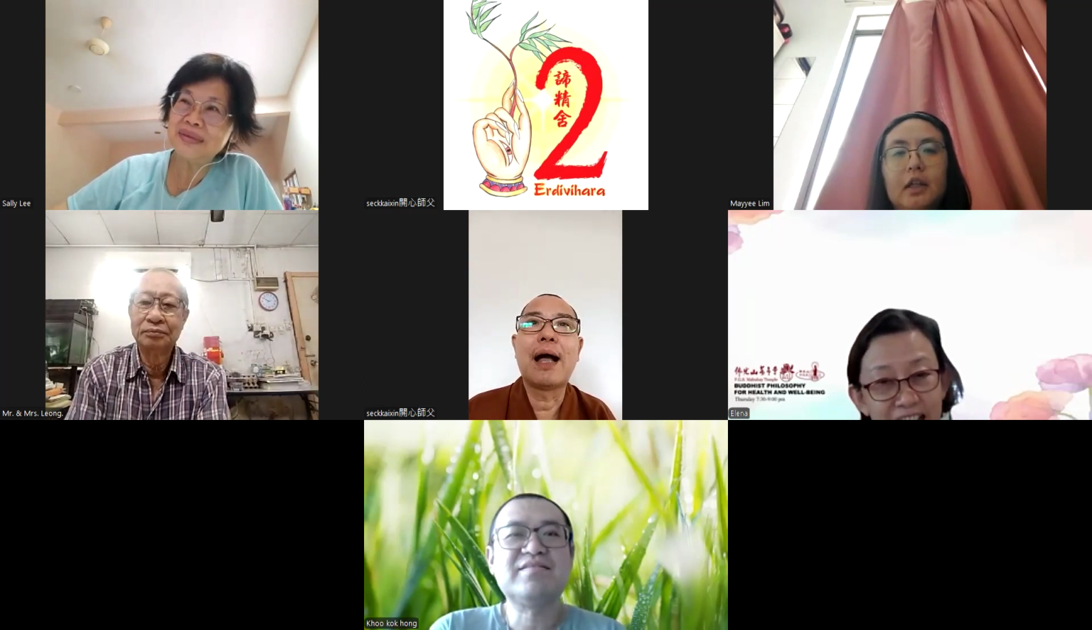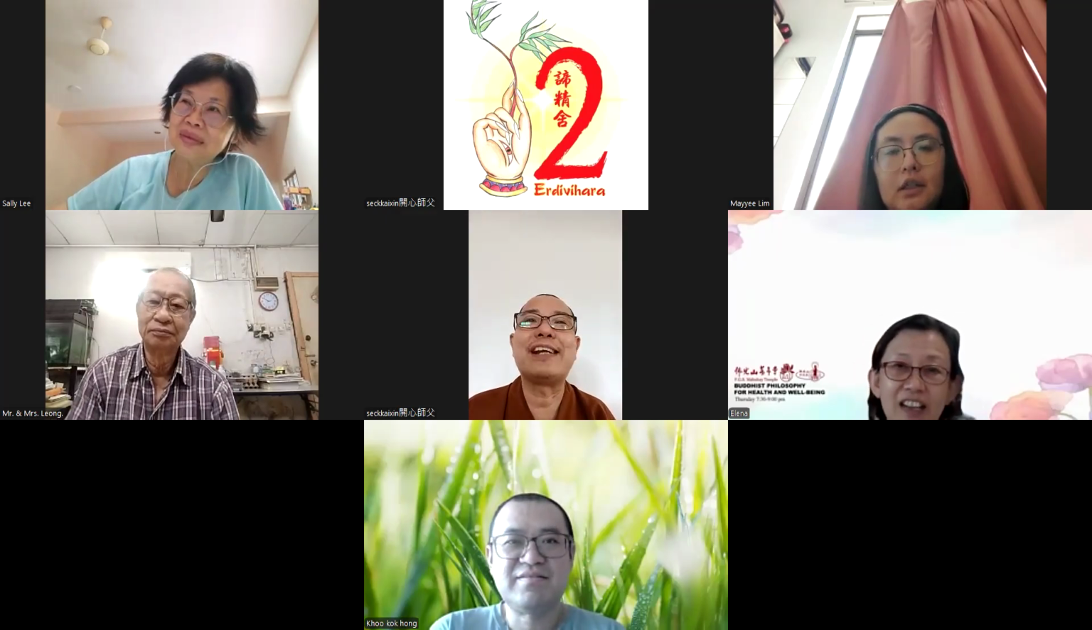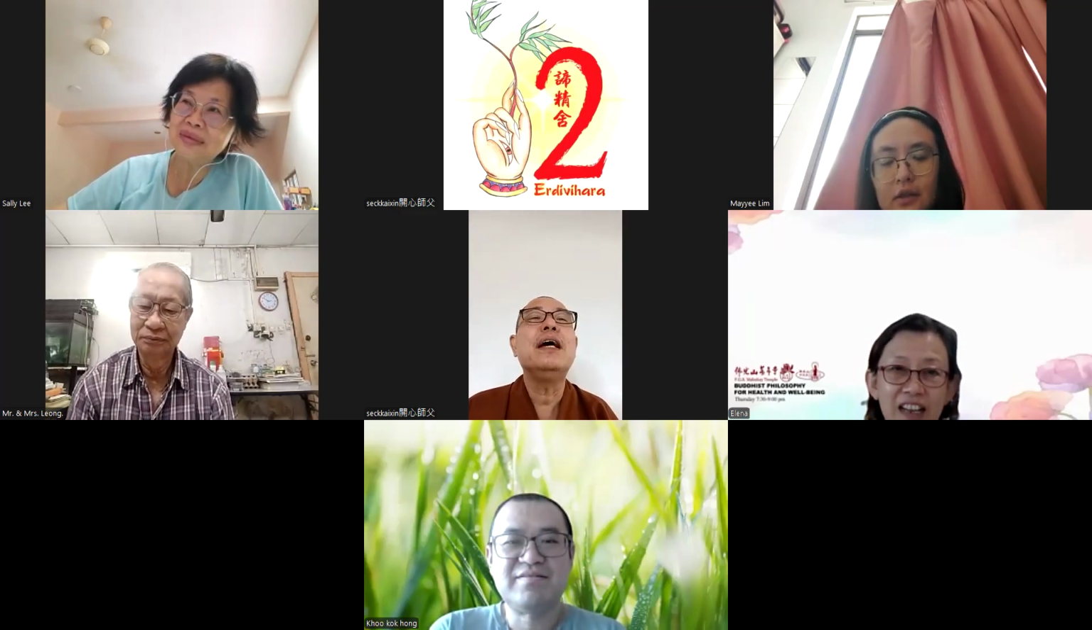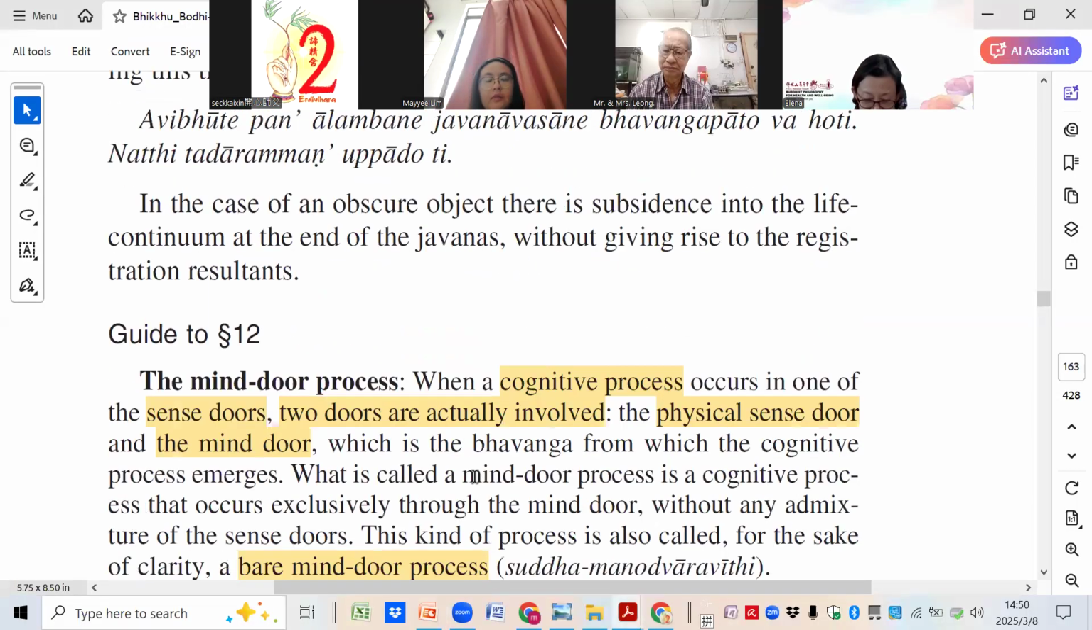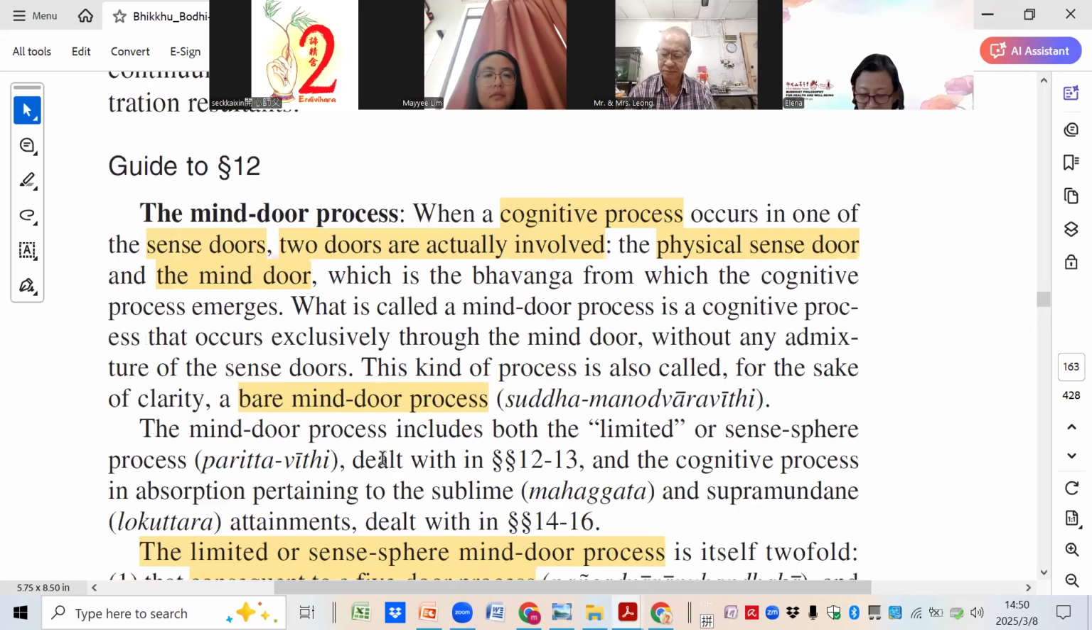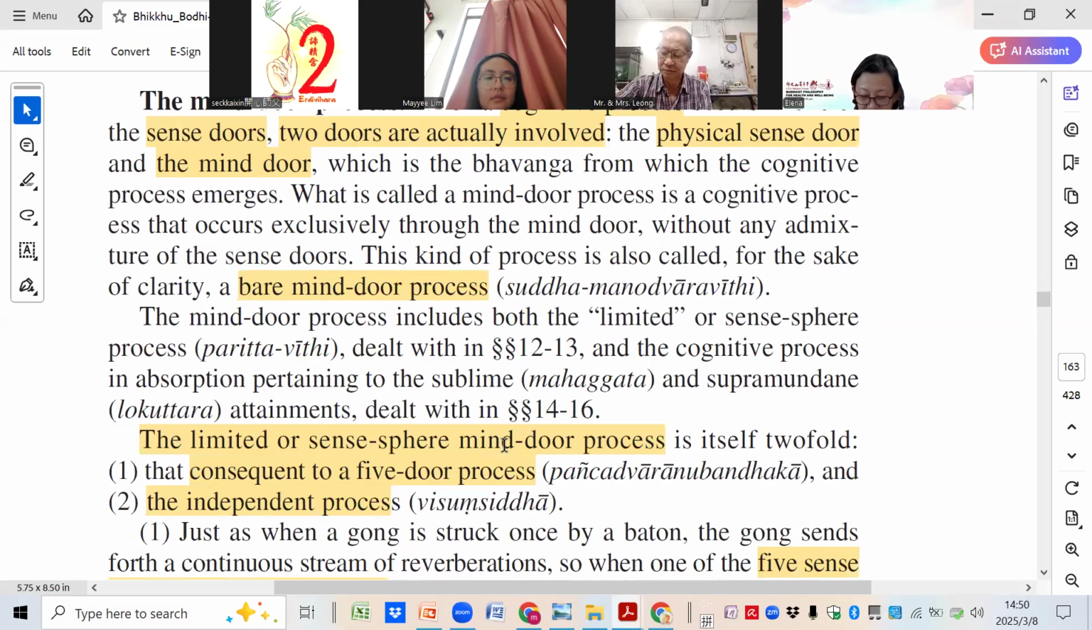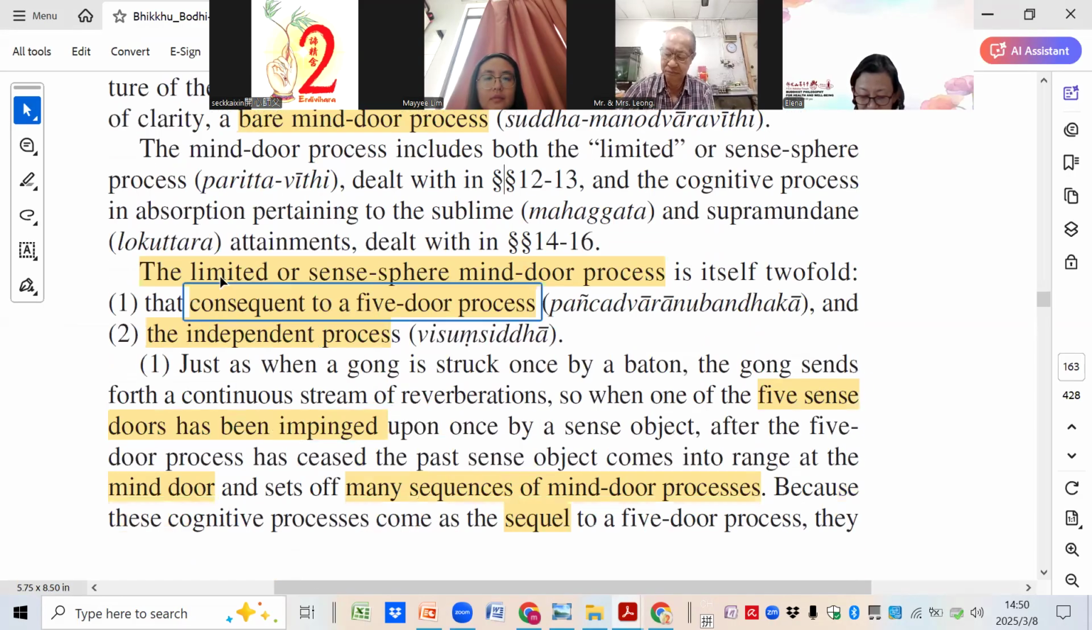Then the ghost turned into white light, then was gone. You just ignore it. The message that comes, we call it the bare mind door. So that is the meaning here. We discover this term, bare mind door consciousness. See or not? Then here you see they say limited.